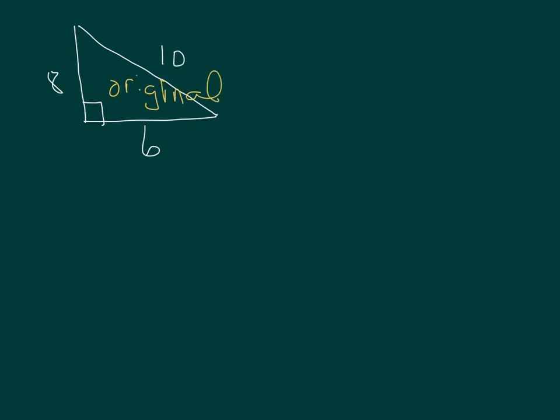So let's talk about how to draw similar shapes. Let's say that I have a right triangle, and the sides of this right triangle are 6, 8, and 10. We're going to call this the original triangle. So this is the original, and I'm going to copy that. Think like a photocopier. I'm going to copy it, but I want the ratio of the copy over the original to be 2 to 1.